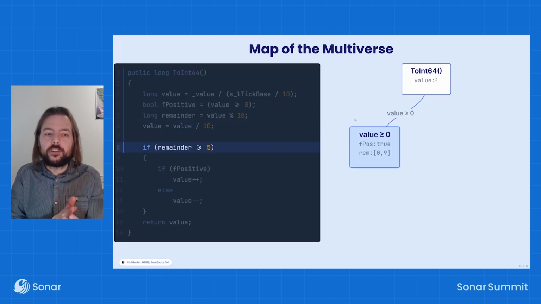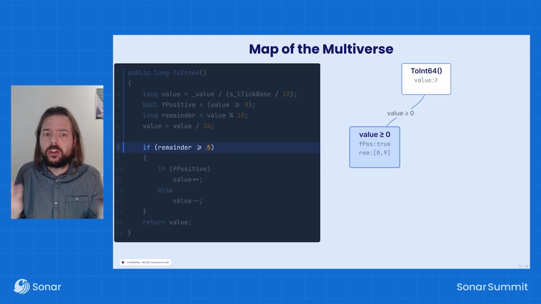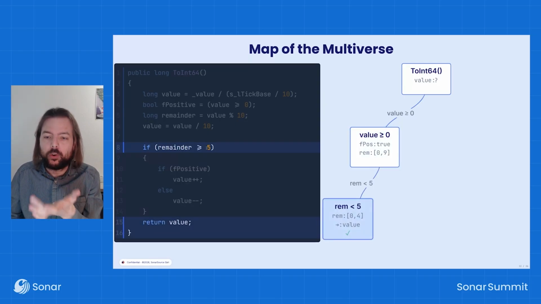And that if statement checks remainder, and now remainder is equal or greater 5. And in this universe that the engine is looking at right now, the assumption is that value is positive, and therefore the remainder must be between 0 and 9, right? And well, 0 and 9 can be greater than 5, but doesn't have to be. So again, the engine is like, it's a condition, it could be true or false. Let's just make an assumption. Let's say it's false. Okay, if it is false, remainder is smaller 5, but it's still between 0 and 9, so it must be between 0 and 4.